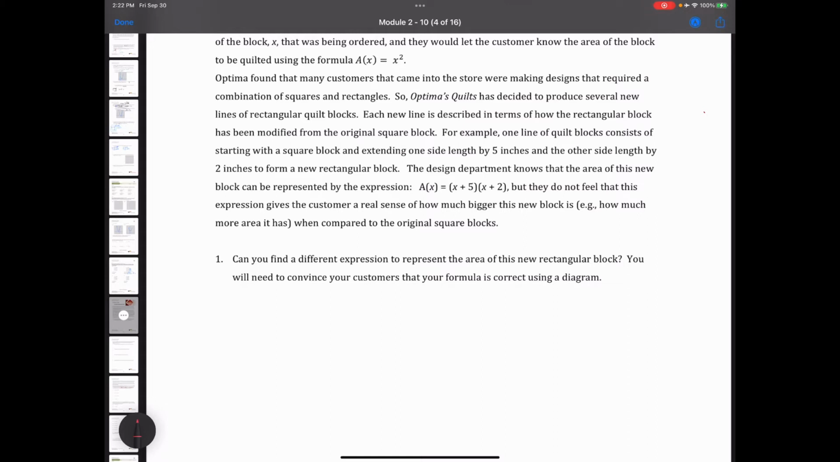But they do not feel that this expression gives the customer a real sense of how much bigger the new block is. For example, how much more area it has when compared to the original square blocks. So the first one right here is, can you find a different expression to represent the area of this new rectangular block? You'll need to convince your customers that your formula is correct using a diagram.